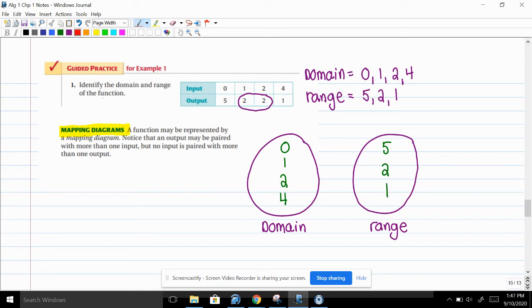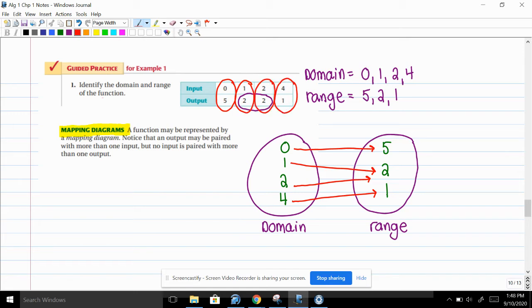And then you draw a map. So 0, because 0 is paired up with 5 in my input-output diagram, that's where I map 0 to. 0 maps to 5. 1 is mapped to 2. 2 is also mapped to 2. And 4 is mapped to 1. 1 goes with the 2, 2 goes with the other 2, and 4 goes with 1.